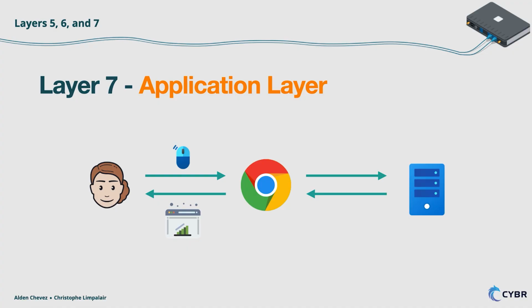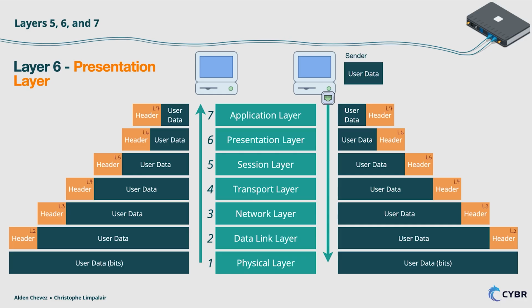Without the application layer, none of the other layers would matter in the context of many applications because they wouldn't be able to make use of them. And so this layer is often referred to as the human-computer interaction layer, since this is, quote unquote, the layer that humans interact with. Next, we have layer 6, which is the presentation layer.